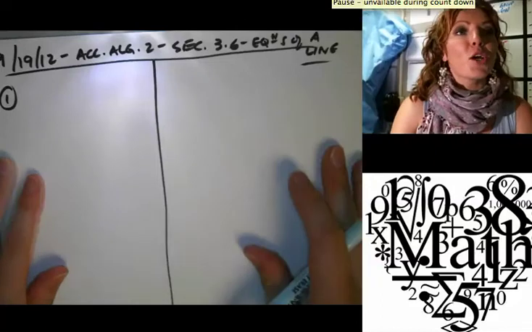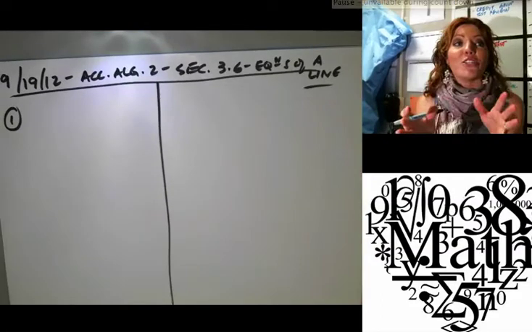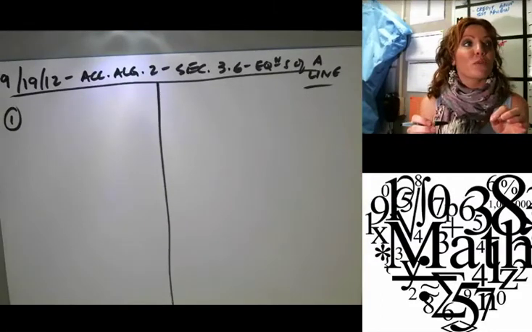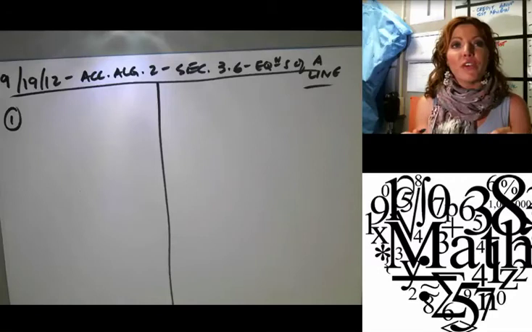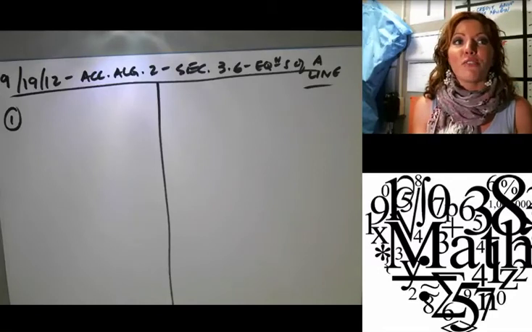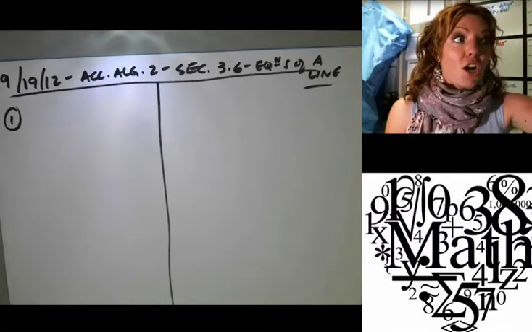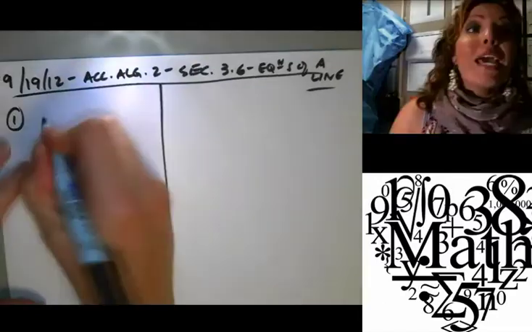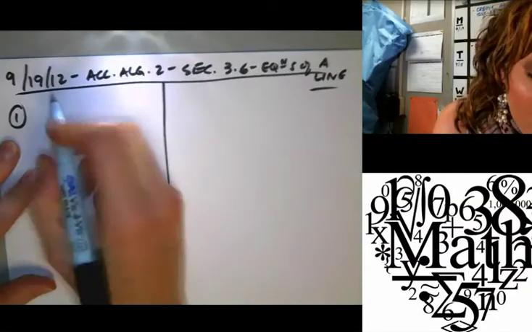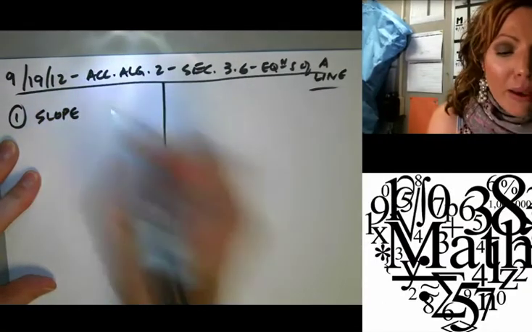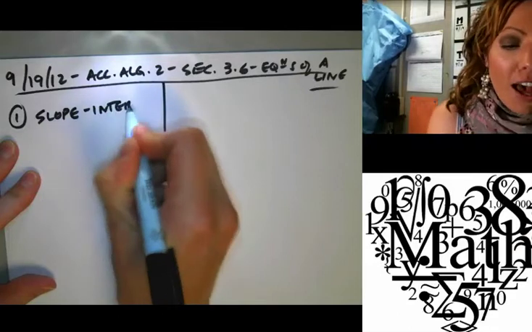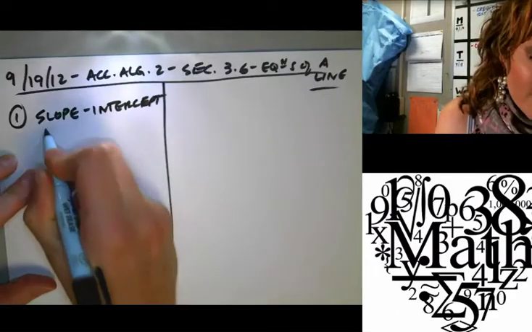Right, today we are talking about equations of lines. We have a challenge. Because this is Accelerated Algebra 2, we are challenging ourselves to finish the lesson in under 5 minutes. All right, you ready? That is not going to help. All right, let's do slope-intercept form. We're talking all about different forms of equations of lines today.